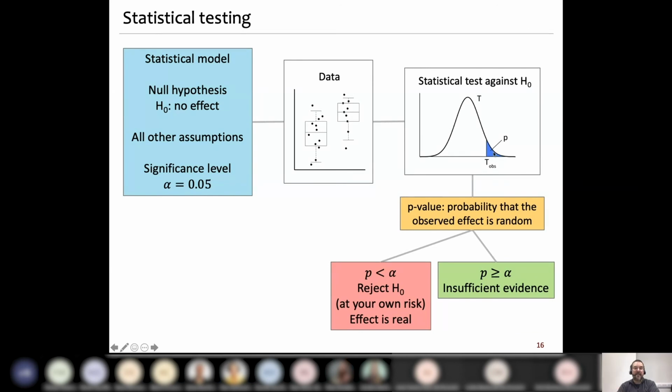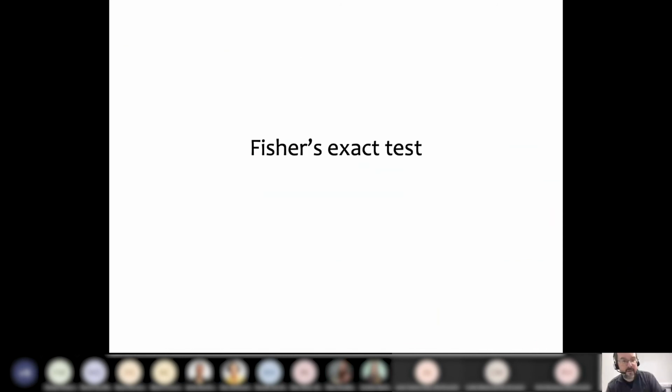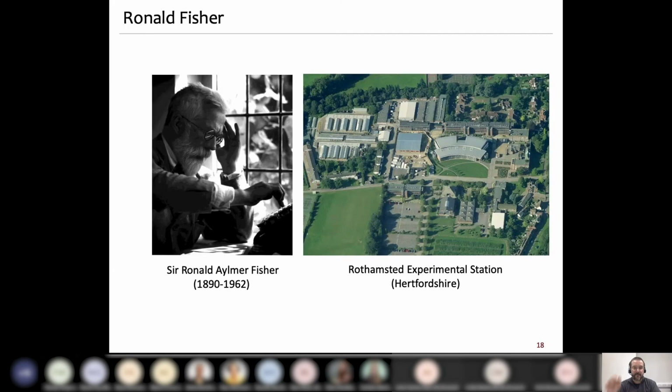And as you will see later, in most cases, it involves finding a tail probability in a certain distribution. And this is our p-value, the probability that the observed effect is random under the null hypothesis. If the p-value is less than our assumed significance level, you reject the H0 at your own risk and you claim the effect is real. If the p-value is greater than alpha, on the other hand, you can only say that there is insufficient evidence.